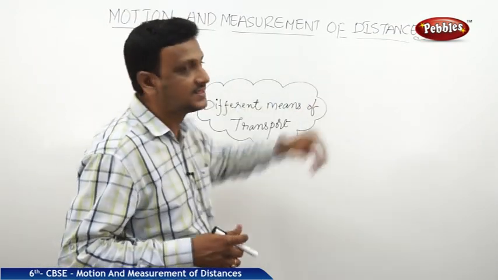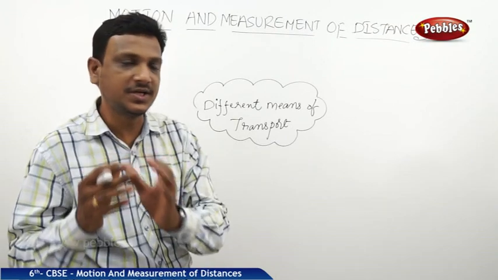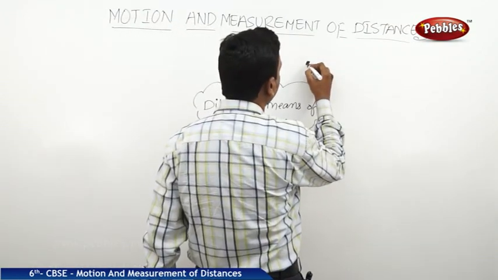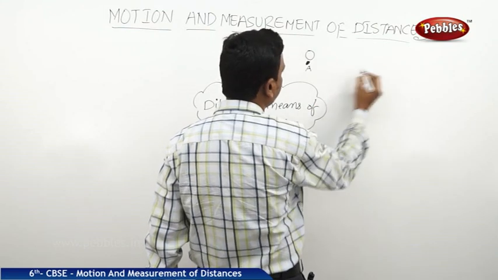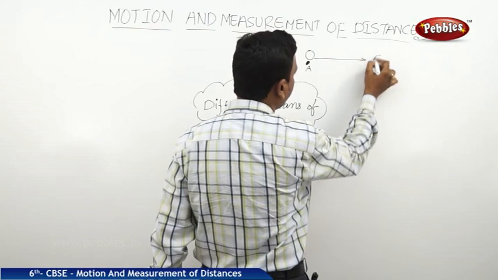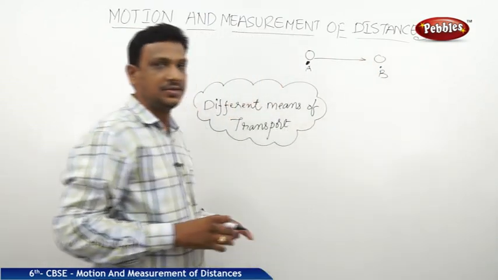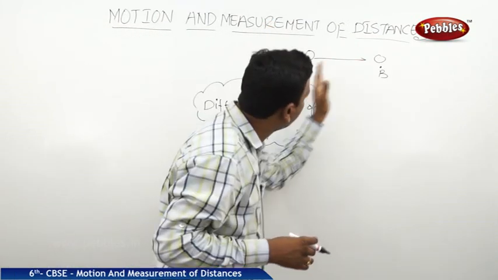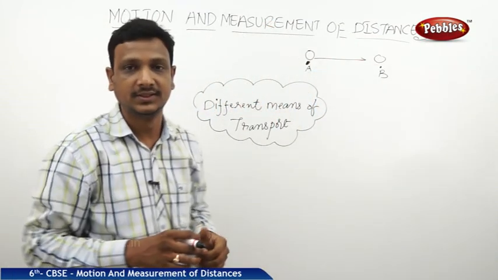And measurement of distances. An object moved from one point to another point. Here is point A, here is an object. Here is point B, and this object moved from here to here. So you call this motion. The object moved from position A to position B. You call it motion.